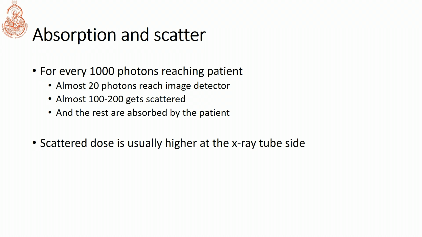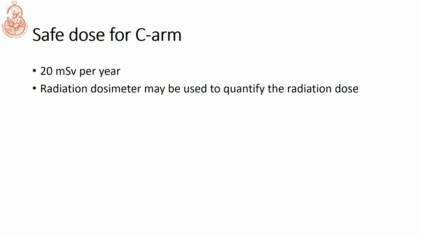Next is absorption and scatter. For every 1,000 photons reaching the patient, almost 20 photons reach the image detector. Almost 100 to 200 photons get scattered, and the rest are absorbed by the patient. And the scattered dose is usually higher at the X-ray tube side.